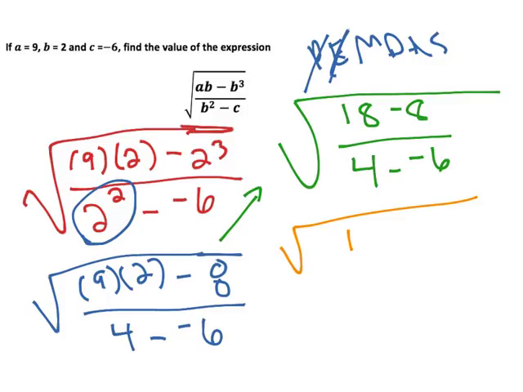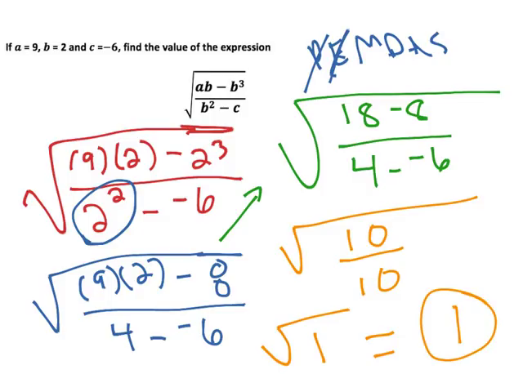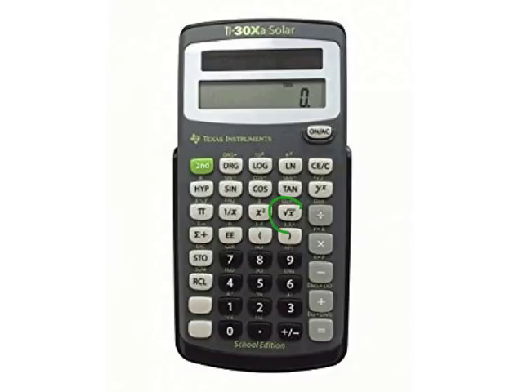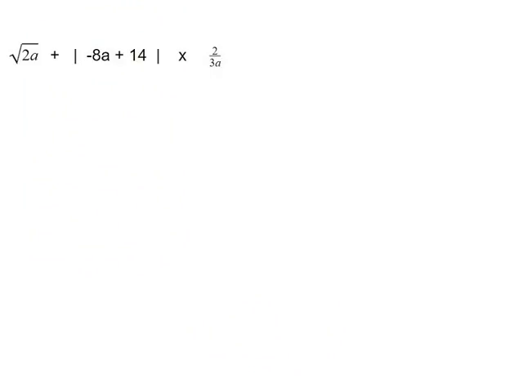And so, the square root of 18 minus 8 is 10. And if you enter 4 minus negative 6 in your calculator, you get 10. So the square root of 10 divided by 10 is 1, and the square root of 1 is 1. So you're going to remember that on your calculator, you're going to use the following function for square roots. This is your square root button. It'll look like this. Okay? So when you have the square root of 1, you push that button and put 1.